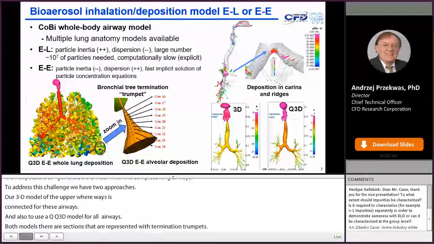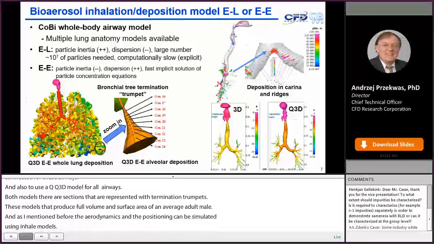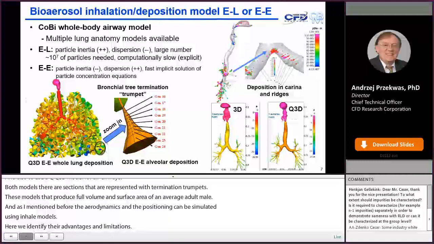As mentioned before, the aerosol dynamics and deposition can be simulated using EL and EE models. Here, we identify their advantages and limitations. The panel on the right shows quite good agreement in modeling airflow in upper airways using 3D and Q3D models.